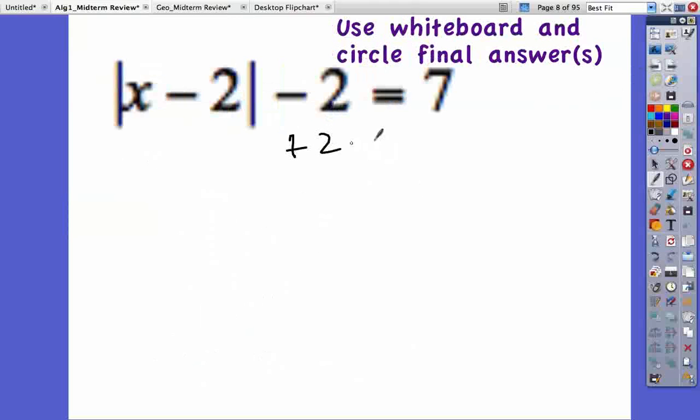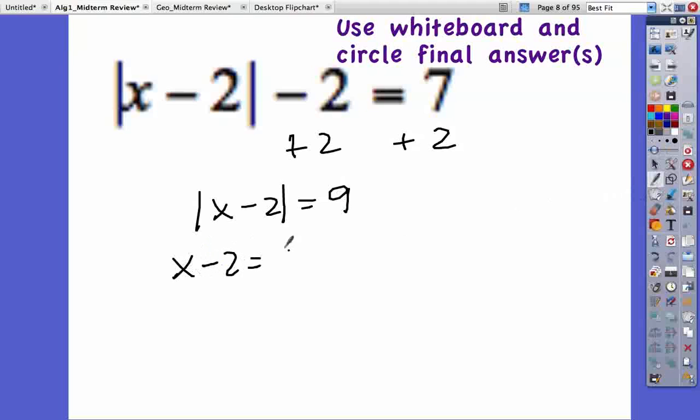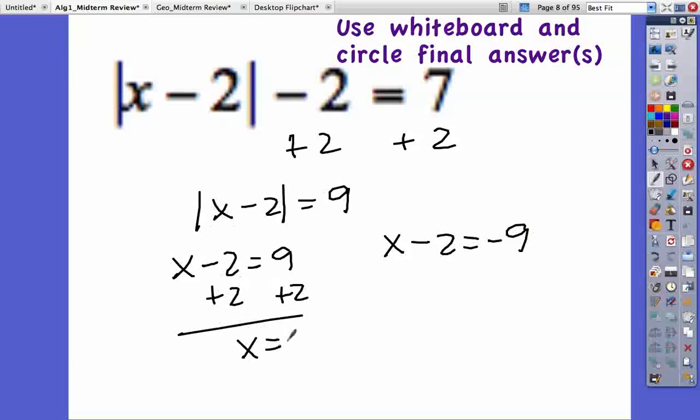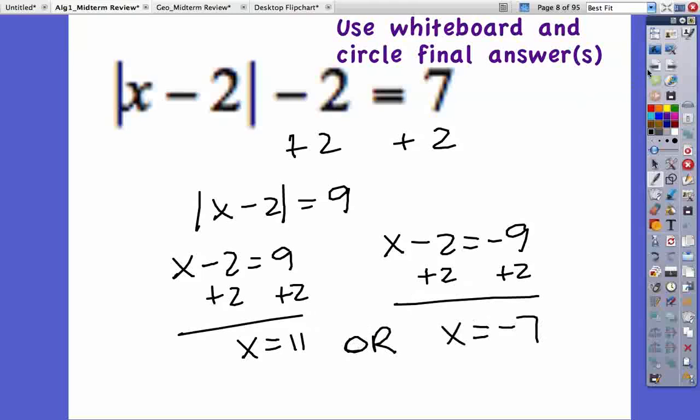Add 2 to both sides. You get the absolute value of x minus 2 is equal to 9. You have to break it up into two equations, one with a positive 9, one with a negative 9. That's the only way you can take your absolute value sign off. And then you solve. X is equal to 11 or x is equal to -7.